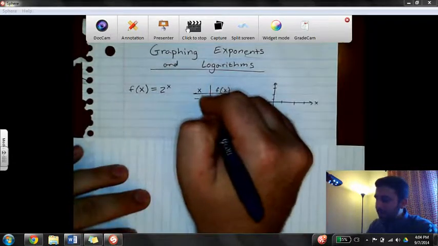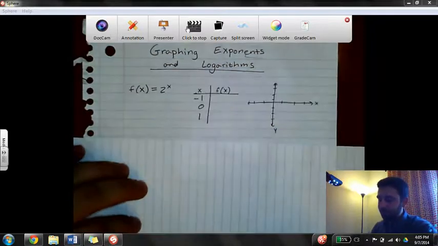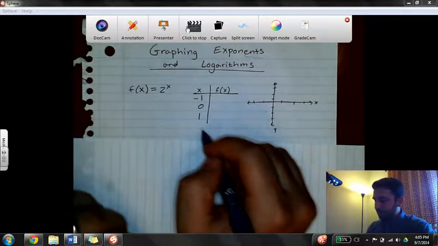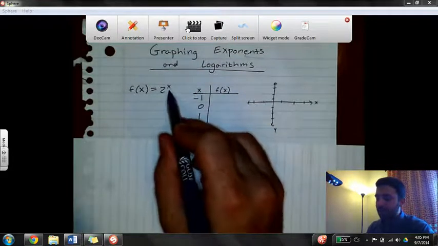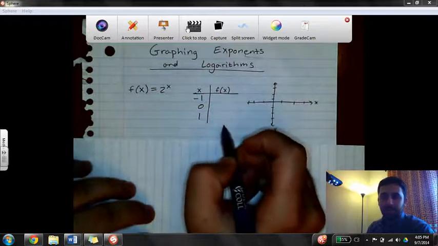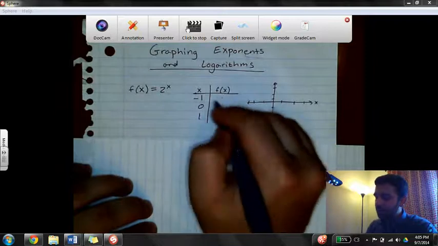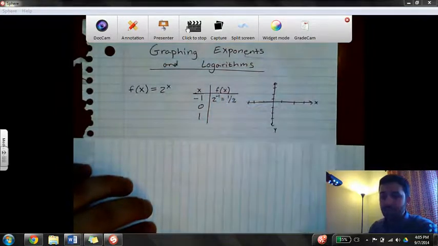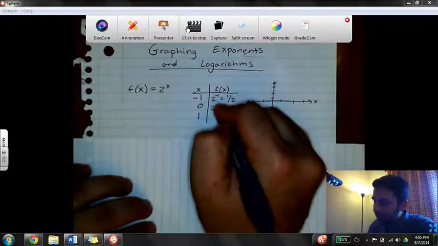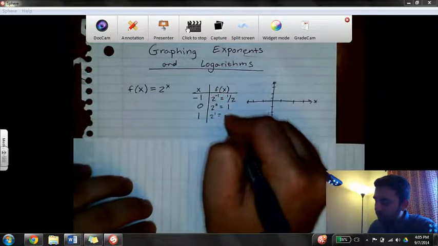So if I pick some graphing points, -1, 0, and 1, and I substitute these values into x in my function to get the f of x values, or my y values, so I can plot my coordinates. So 2 raised to the -1 gives me 1/2. 2 raised to the 0 will give me 1, and 2 raised to 1 gives me 2.